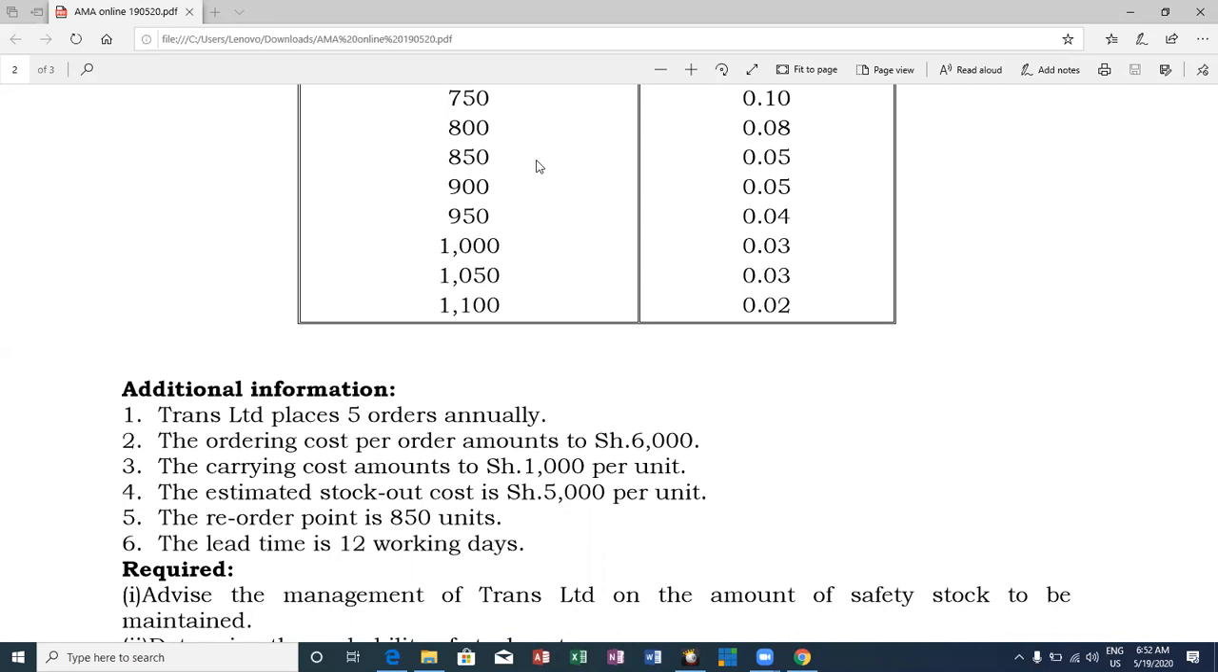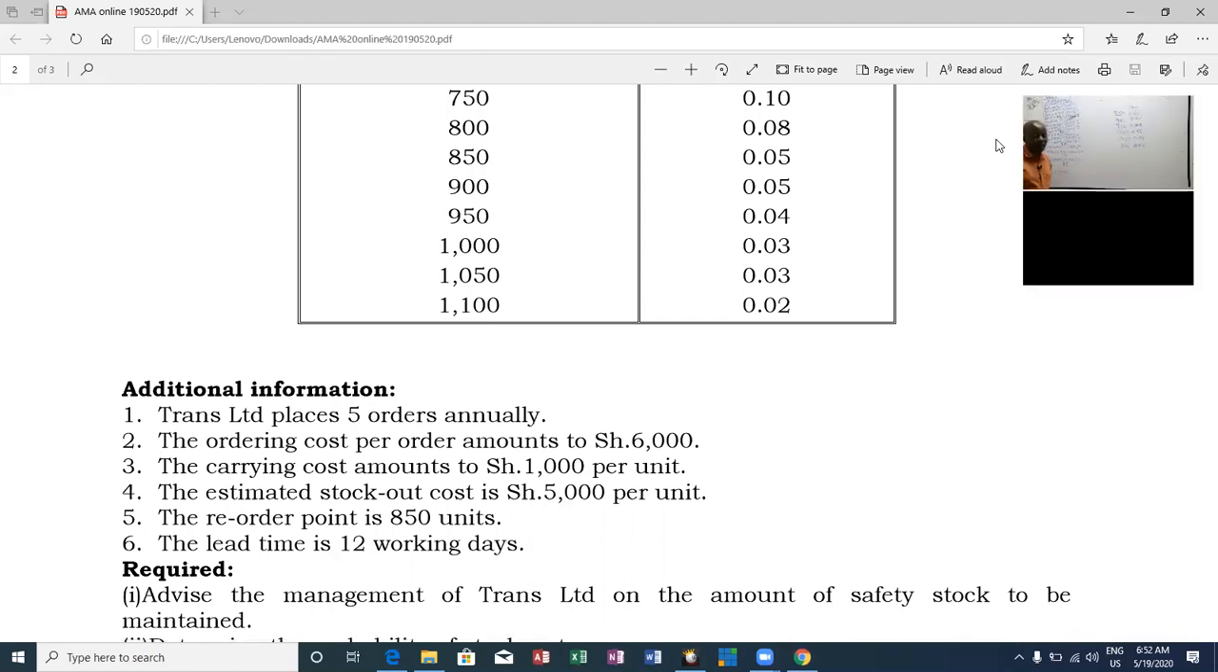How about Rope 900? The total cost of Rope 900. Total cost for Rope 900. Anyone responding? Not yet. We give them time. Please, once you finish, respond very first.